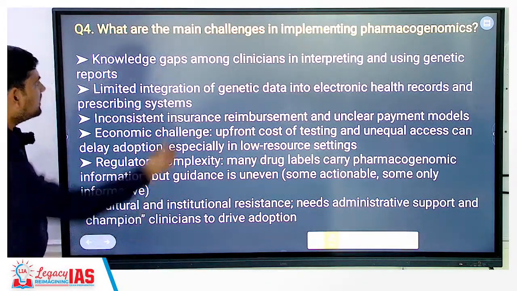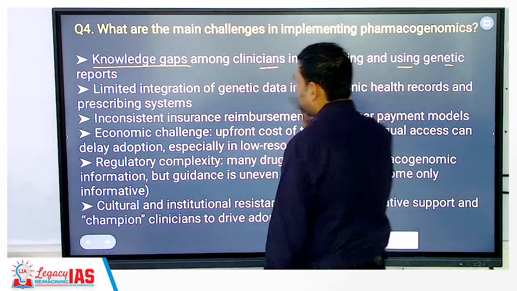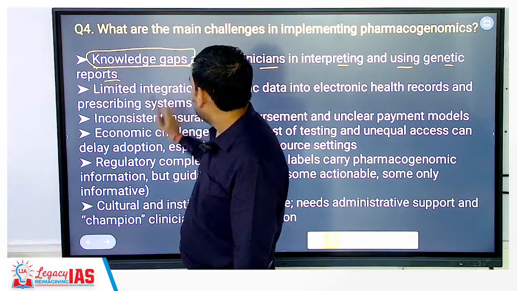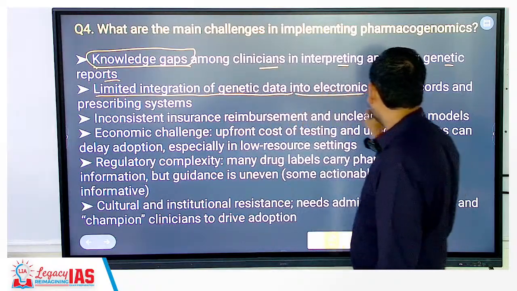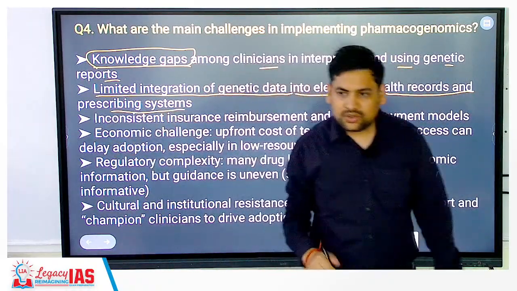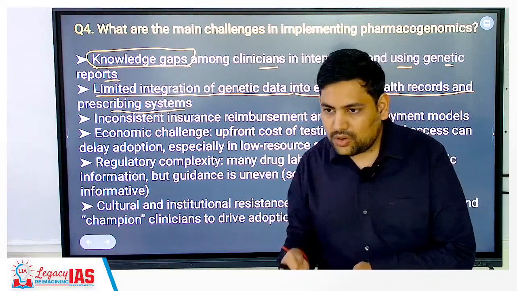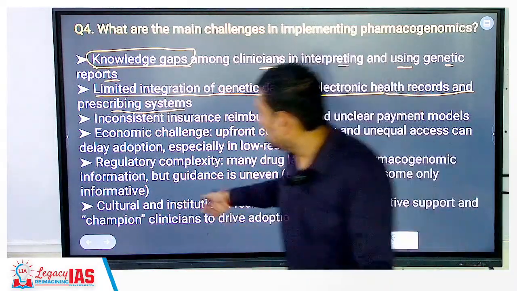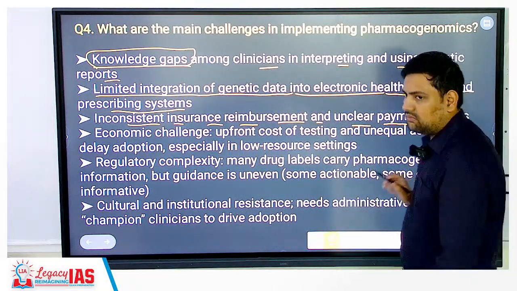So first is knowledge gaps among clinicians in interpreting and using genetic reports. Then second is limited integration of genetic data into electronic health records and prescribing systems. So right now, even the Ayushman Bharat health record that you have is about your medical history, not your genetic history. Correct? Then inconsistent insurance reimbursement and unclear payment modes.